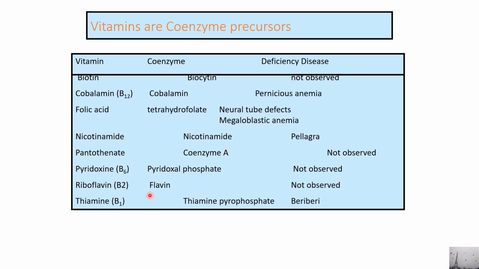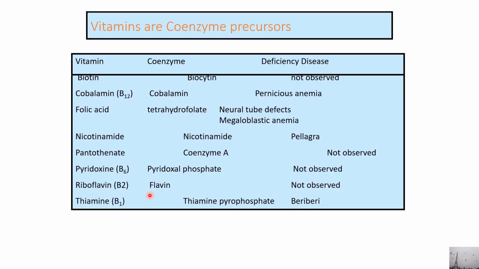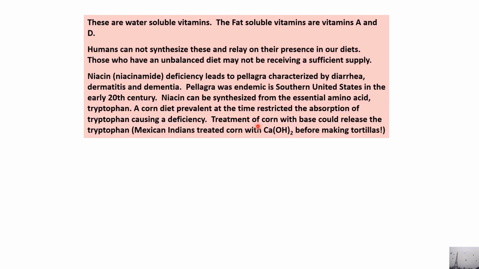There are vitamins that are coenzyme precursors. These are the vitamins that are precursors of these coenzymes. Biotin is the precursor for biocytin, cobalamin for its coenzyme forms, folic acid for tetrahydrofolate, and so on. And these are the deficiency diseases: if those vitamins are not present, these are the deficiency diseases that can occur.